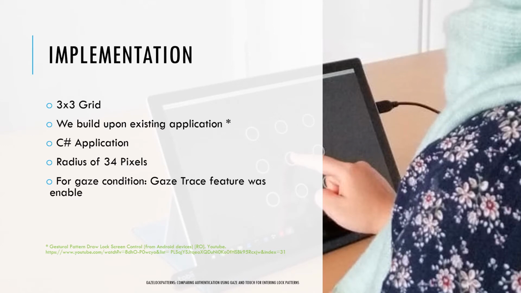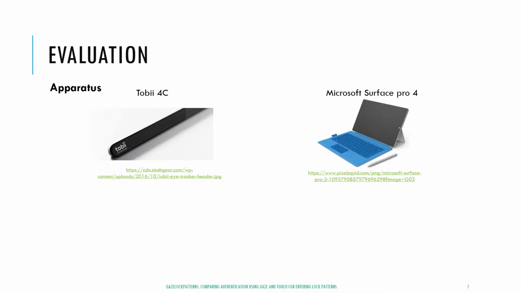And hence, we implemented a version of the touch lock patterns that employ gaze for drawing strokes between digits on a 3x3 grid. The system is based on an existing application and was implemented in C#. We used a radius of 34 pixels for the interface cells. The pad was centered on the middle of the screen, and the gaze trace feature of Tobii was enabled during the gaze condition. For the apparatus, we used a Tobii 4C eye tracker along with Microsoft Surface Pro.